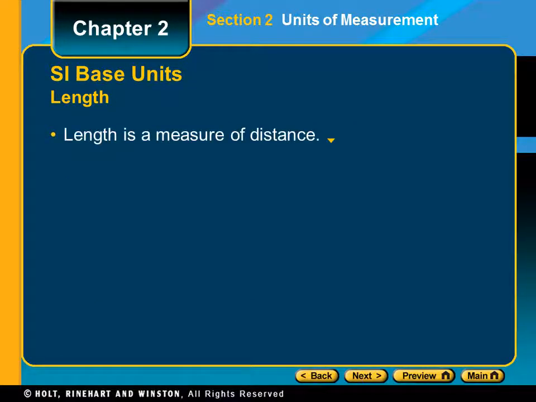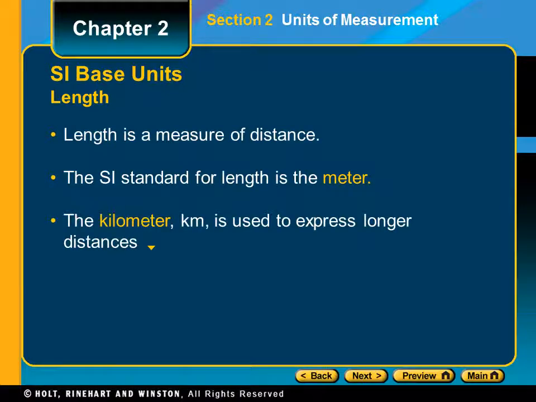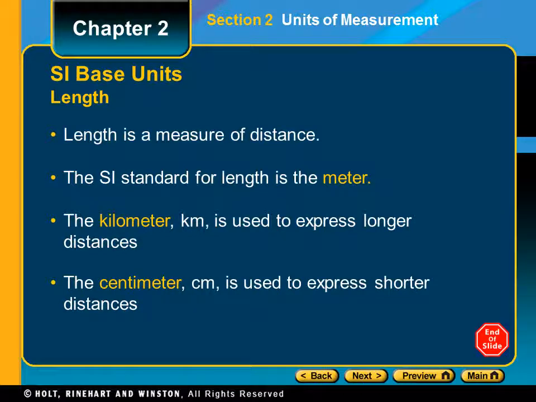Length. Length is a measure of distance. The SI standard for length is the meter. The kilometer is used to express longer distances. A centimeter is used to express shorter distances. Again, you need to know these.